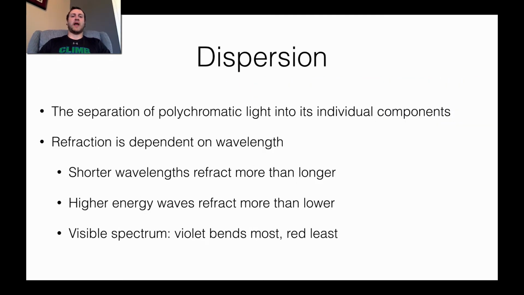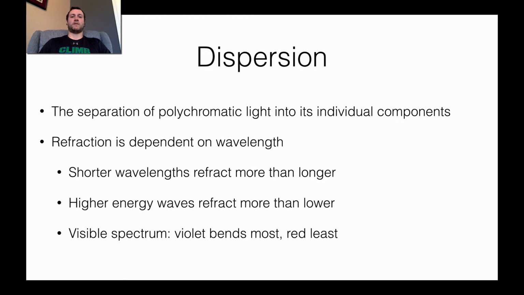Another application of refraction is dispersion, right? Dispersion is how we separate light into its individual components. We're taking light of multiple wavelengths and separating it into its individual pieces. The refraction ends up being dependent on wavelength, so some waves are going to refract more than others. The shorter the wavelength, the higher energy it has, and it is going to refract more, right? So short wavelengths have higher energies. They're going to bend more. Longer wavelengths with lower energy are going to bend less.